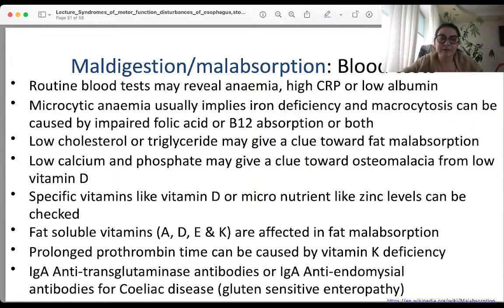Immunoglobulin A anti-transglutaminase antibodies, or immunoglobulin A anti-endomysial antibodies, are used for celiac disease, or as we name it, gluten-sensitive enteropathy.